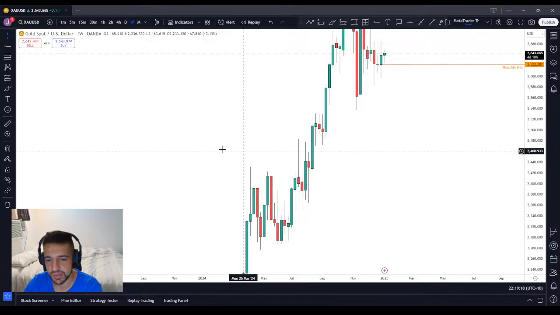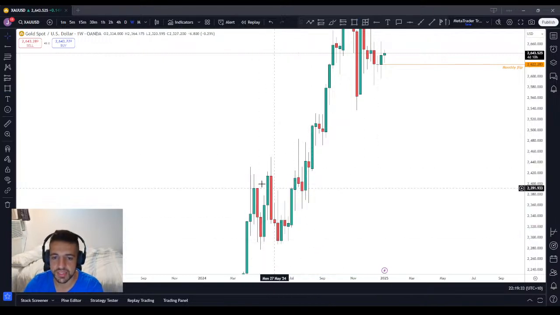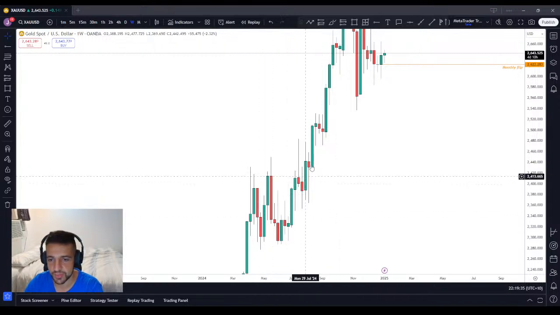But again, it could be a repeat of this thing where it just went sideways and then took off eventually. So you've got this little section here, this area, where it just went sideways before it made a resistance and broke the resistance there.